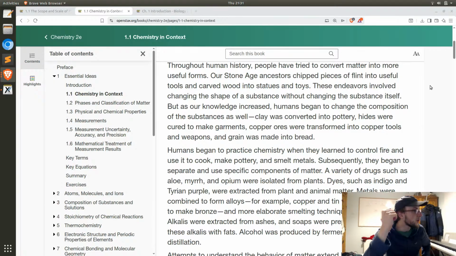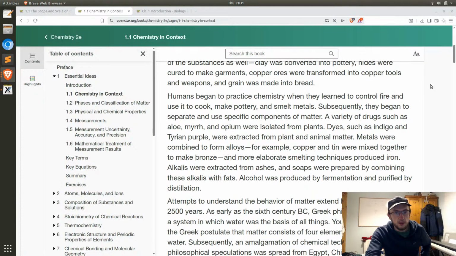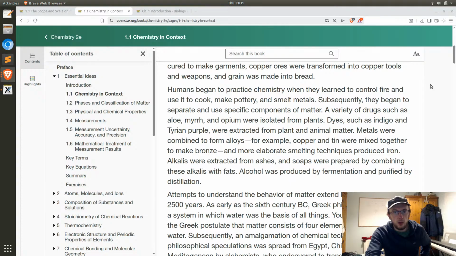So there we have food, weapons, ornaments, and clothing. So it's relevant right from the very start. Humans began to practice chemistry when they learned to control fire and use it to cook, make pottery, and smelt metals. So this is saying that it's not some brand new thing that's just made up whole cloth. It's been with us since the beginning.